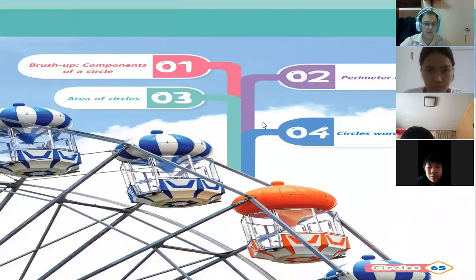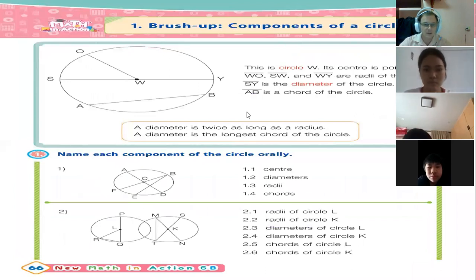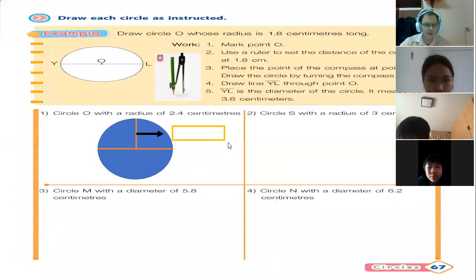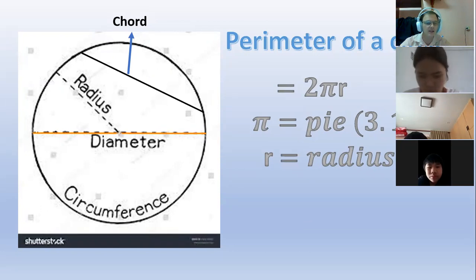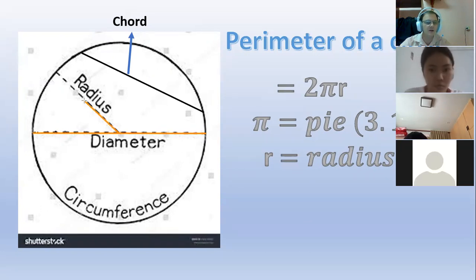So let's refresh our minds quickly. So just go to my picture over here. What we talked about last time is just the components of a circle again. Remember, we have the diameter, which runs straight through the entire circle. And then we have the radius, which connects from the middle of the circle to any point on the circumference. And then the circumference is the total distance around the circle.